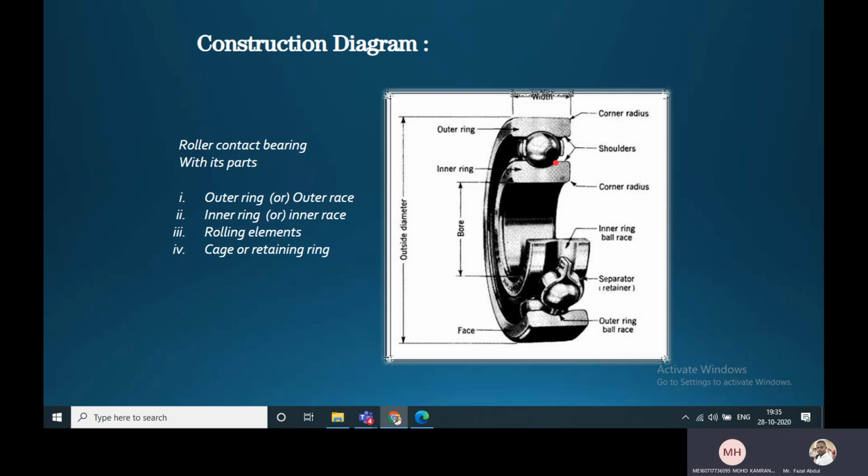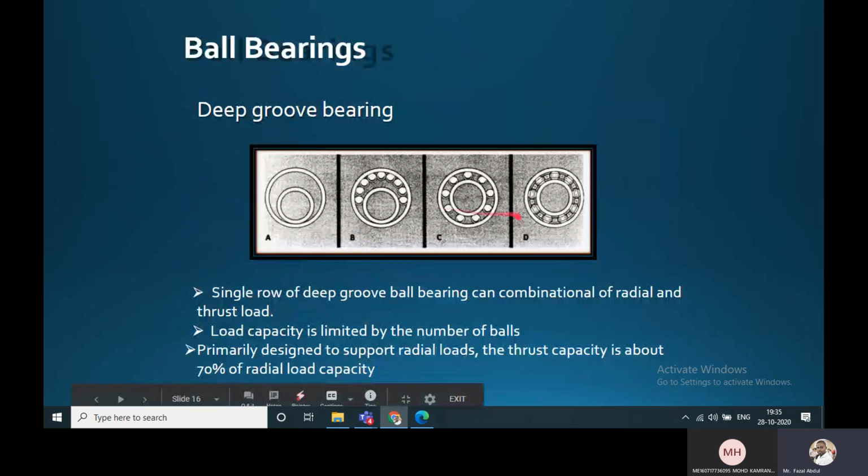Such type of bearings we can use for the combination of radial as well as thrust load. The load carrying capacity is limited for this type of deep groove ball bearing, and it is primarily designed to support radial loads, and the thrust capacity is about 70%.